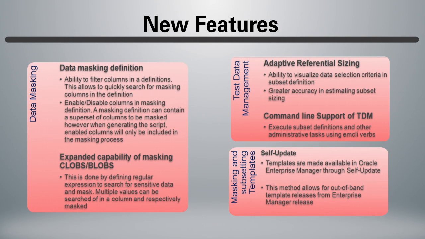For test data management, the enhancement we provided was adaptive referential sizing. One of the key requirements for a customer was, with test data management, i.e. our subsetting solution, that when they defined a criteria to subset the data, they wanted to know how the subset criteria traversed through all the tables that were relationally linked to each other. So we provided a tree-like structure by rule of the subset. So when you define a rule for a subset, there will be a tree-like structure that will show you this is the traversal path of the subset.